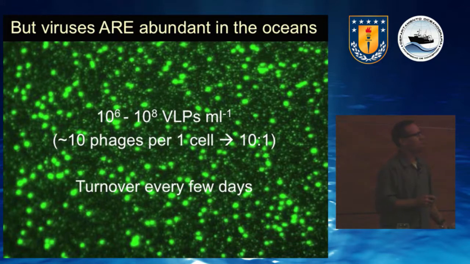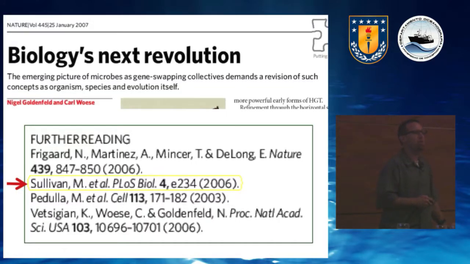Viruses are not just abundant, they're also very dynamic. They turn over on the scale of every few days if you do tracer experiments. Woese had written a piece towards the end of his career, this is in 2007, with Nigel Goldenfeld, I think, reflecting on his early biological revolution experiences with microbes, and now sort of being excited about all the gene flow or horizontal gene transfer being observed in genomes. And I was a graduate student at the time and was just ecstatic when I realized he cited 4 papers, and one of them was a paper that I'd just published.